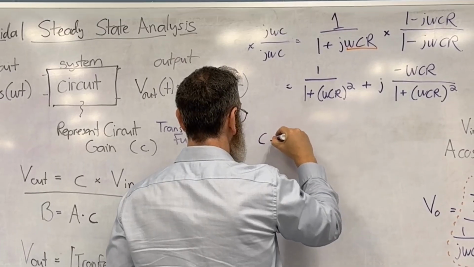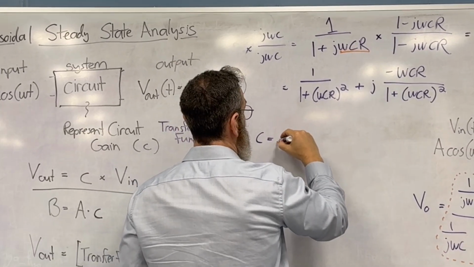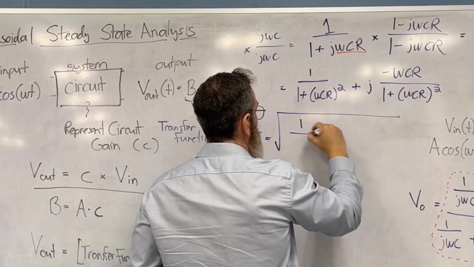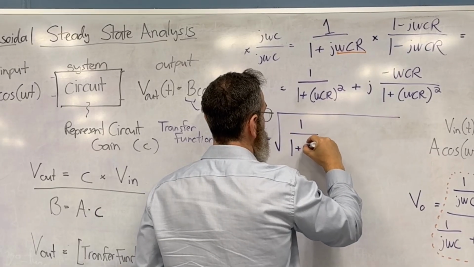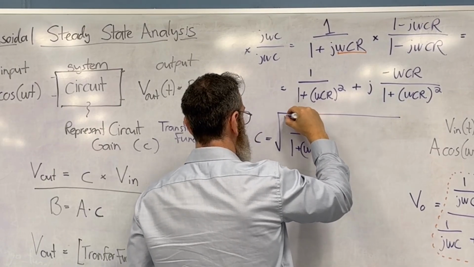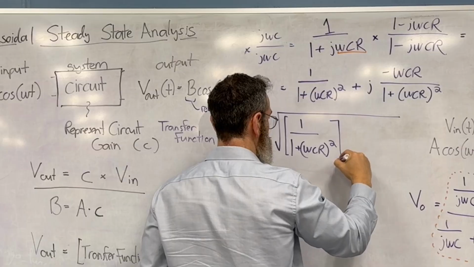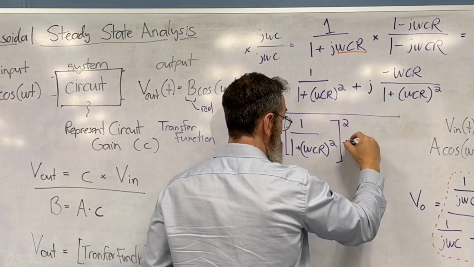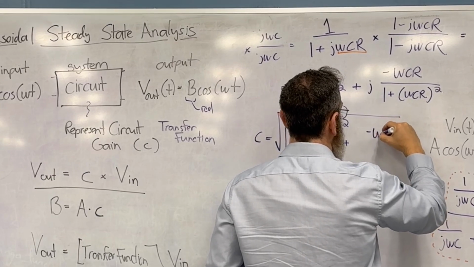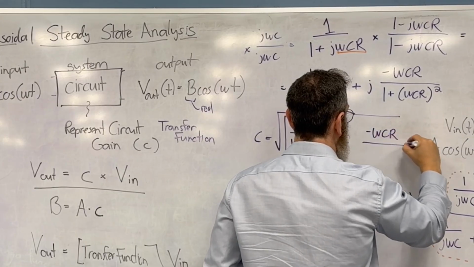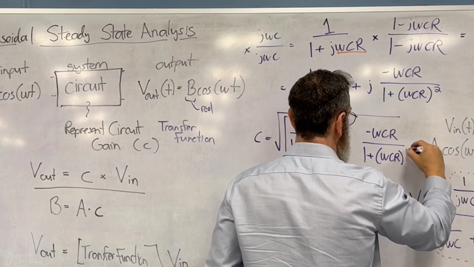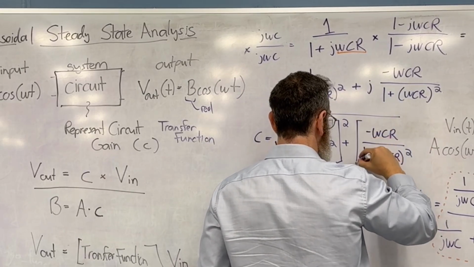So C is going to be equal to the square root of 1 over 1 plus ωCR squared, and then this quantity will be squared, plus negative ωCR over 1 plus, again, ωCR squared, and this whole quantity squared.